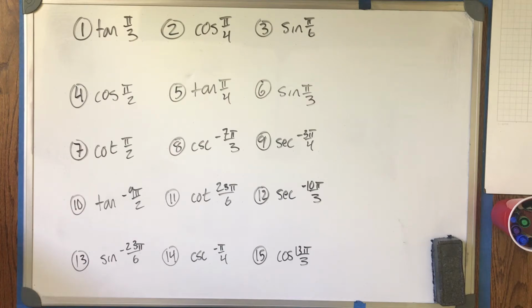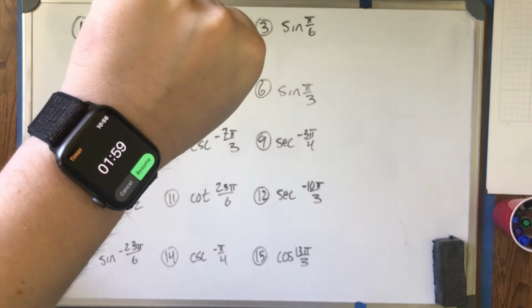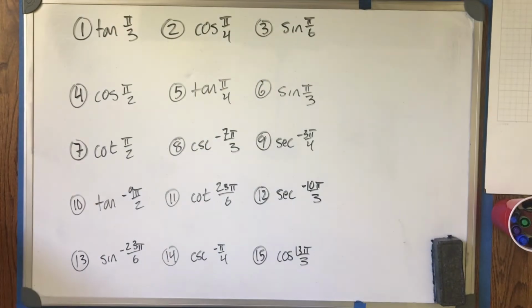Are you ready for some trig mad minutes? I would normally give you 5 minutes to do as much as you could on this worksheet and give myself about 2 minutes. So I have 2 minutes up and running on my watch, and I will hit start, and my goal is to try to get through at least 15. I could not get through the entire page in this amount of time.